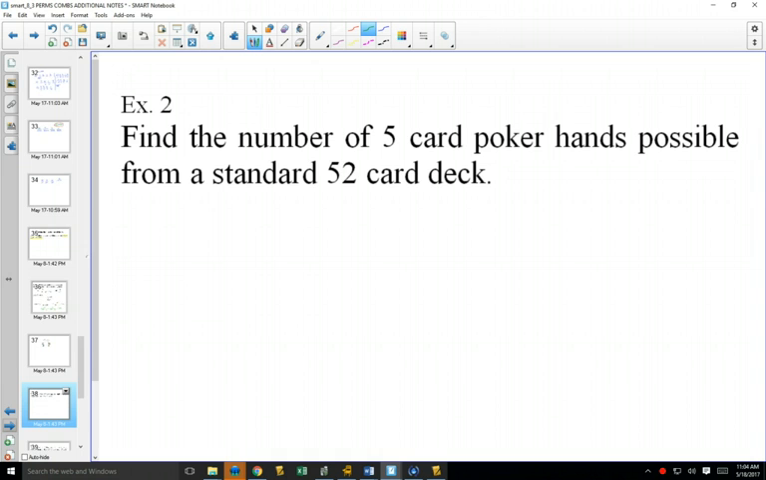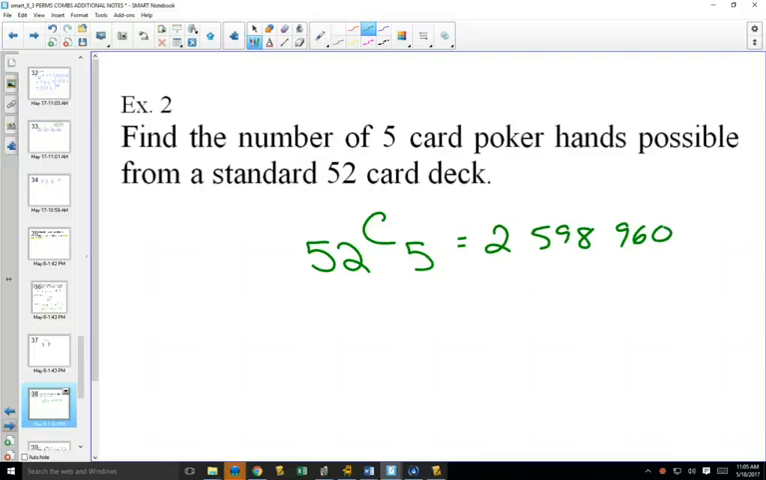So now, how many poker hands are possible? Have you ever played poker? If there are 52 cards in a deck, you get 5 cards, and the order doesn't matter. The number of poker hands is just 52 choose 5. So if we go to our calculator, 2, 5, 9, 8, 9, 6, 0. Almost 2.6 million poker hands.